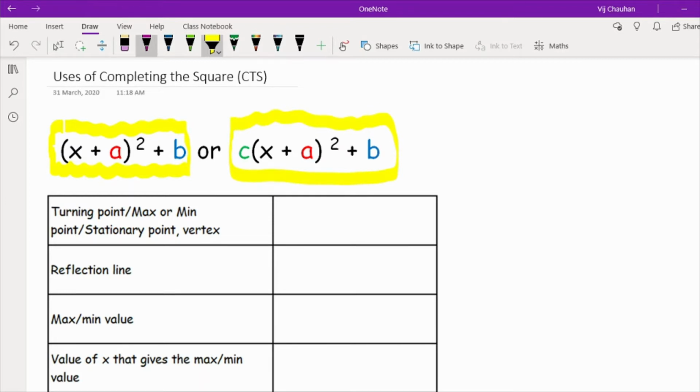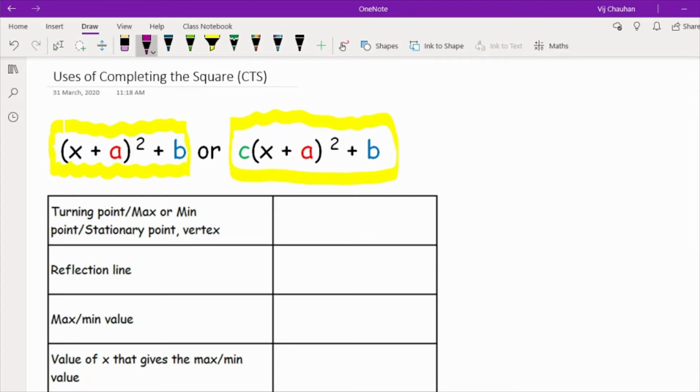So what I'm going to go through is, one of the common questions that you usually get asked in an exam question or in a textbook question, once you've got it in this format, is to find the turning point, maximum or minimum point, or stationary point or vertex of the quadratic equation when it's plotted. Now it could be given either one of these things.